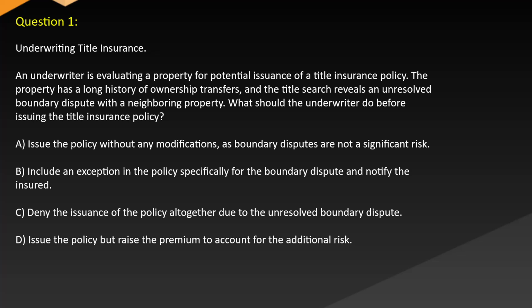A. Issue the policy without any modifications, as boundary disputes are not a significant risk. B. Include an exception in the policy specifically for the boundary dispute and notify the insured. C. Deny the issuance of the policy altogether due to the unresolved boundary dispute. D. Issue the policy but raise the premium to account for the additional risk.